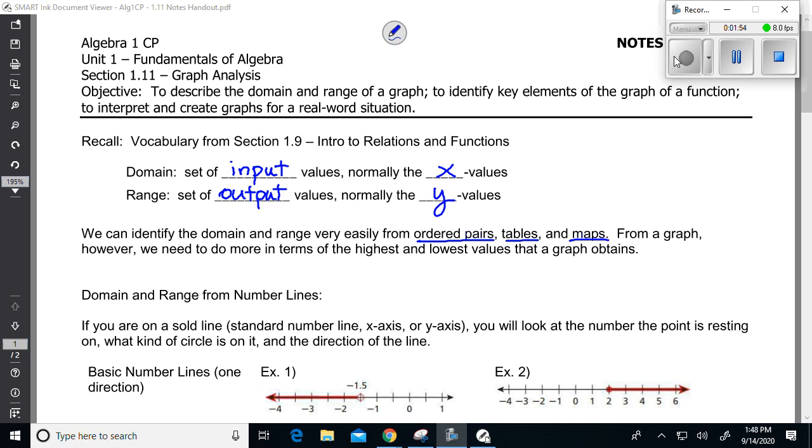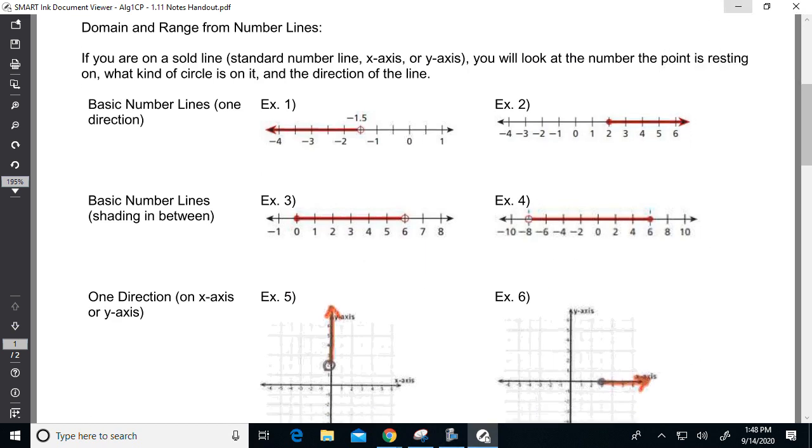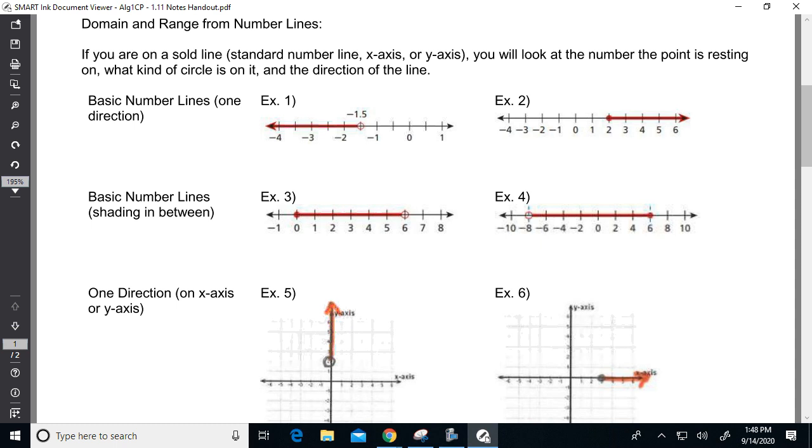And we're going to start with just a basic line, either a basic vertical line or a basic horizontal line. We're going to start off very, very simple. As far as domain and range goes, we're going to look at solid lines, either a standard number line on the x-axis or on the y-axis, or what happens when things are shaded in between. So we have 2 of each of the examples to work through.